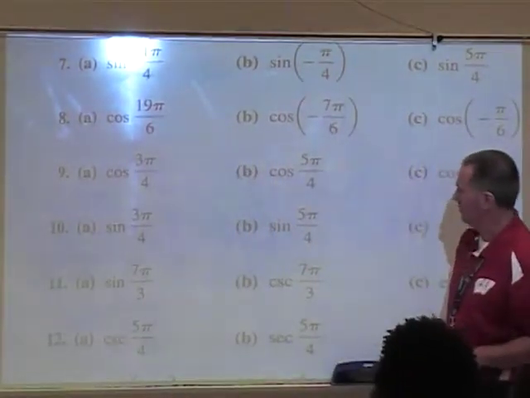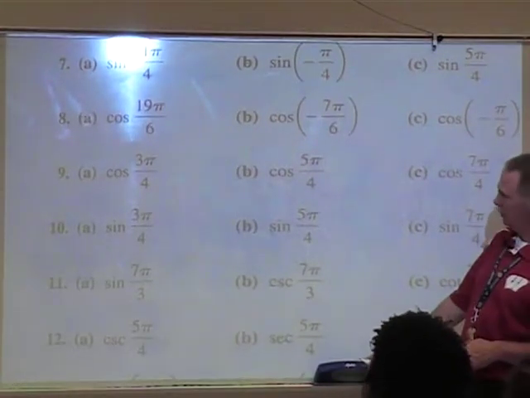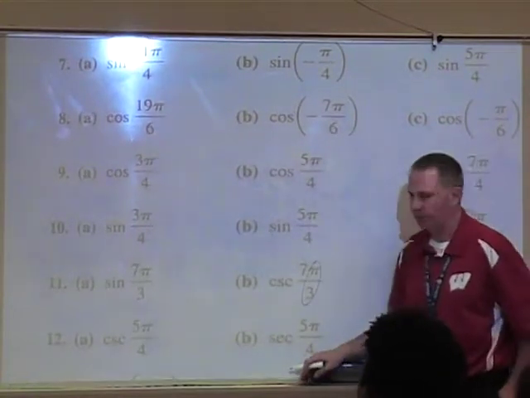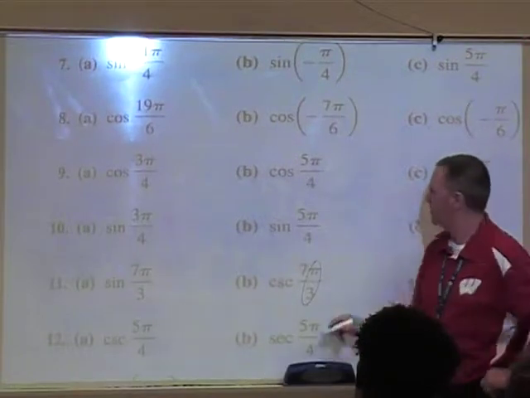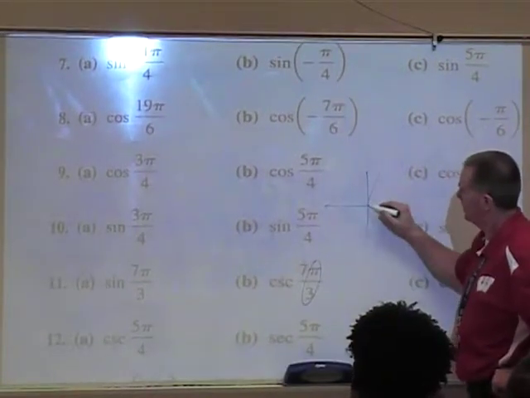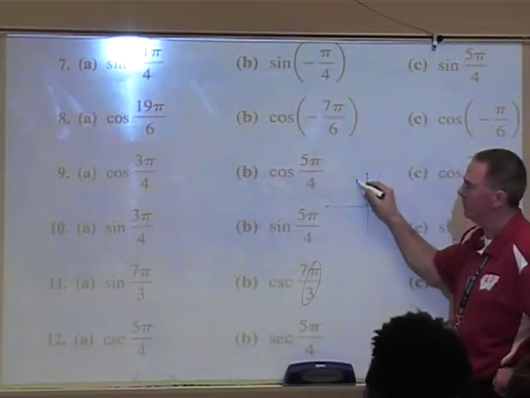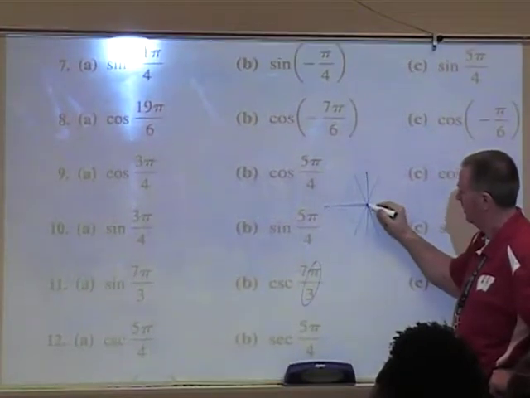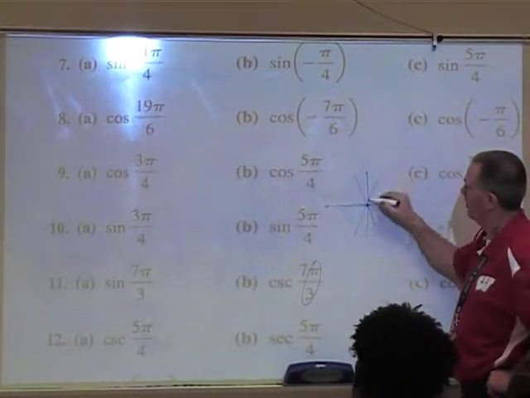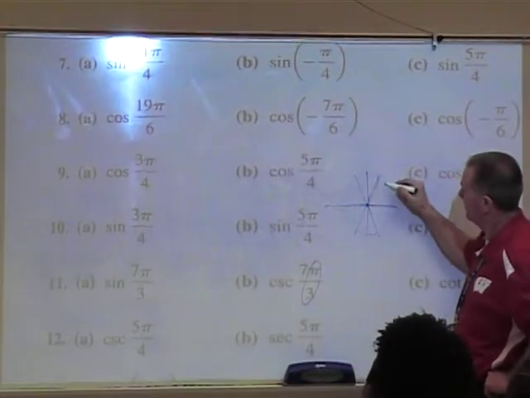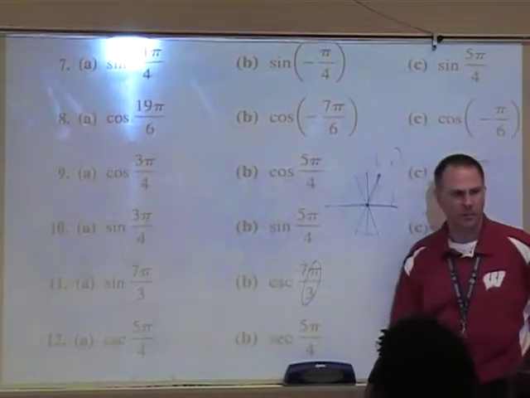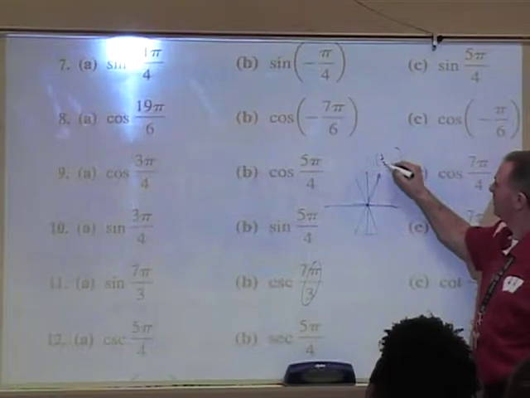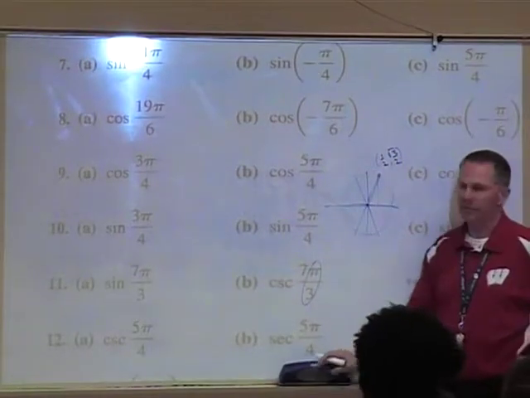How about this one? Cosecant of 7 pi over 3. Okay, so we have a pi over 3 reference, which is how many degrees? 60. So again, we're going to draw a circle. We have 60 degrees, and another 60 is 120, so that's 2 pi over 3, 3 pi over 3, 4 pi over 3, 5 pi over 3, 6 pi over 3, 7 pi over 3. So we're at 60 degrees, right? What is that coordinate? Very good. All right.